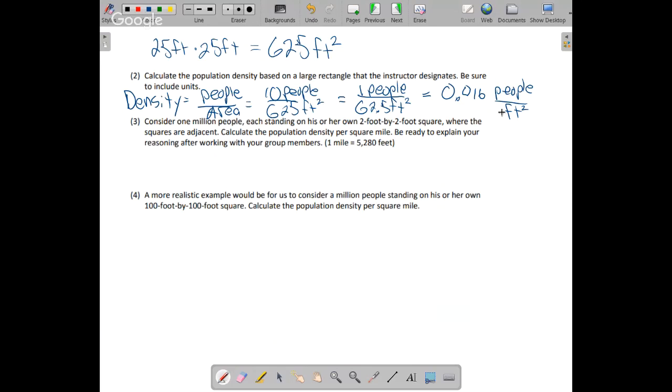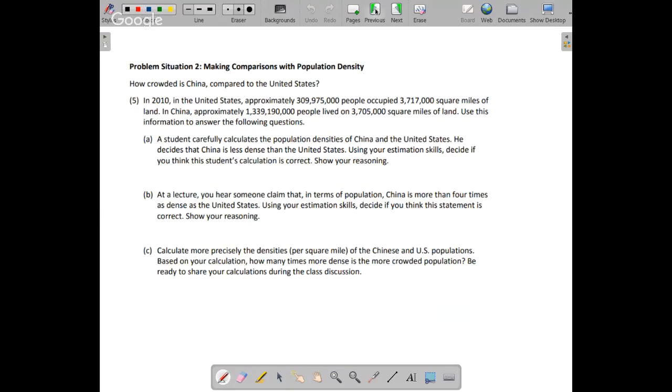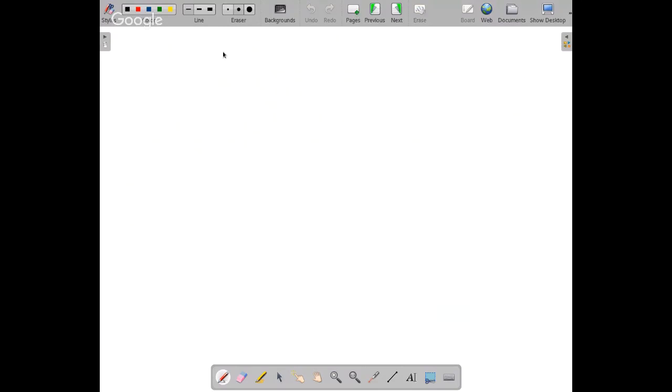Now, sometimes instead of square feet, we do square miles, right? So let's think about square mile density for this group of people here. What would that be like? Before I do the next questions, let's take a look. New page.